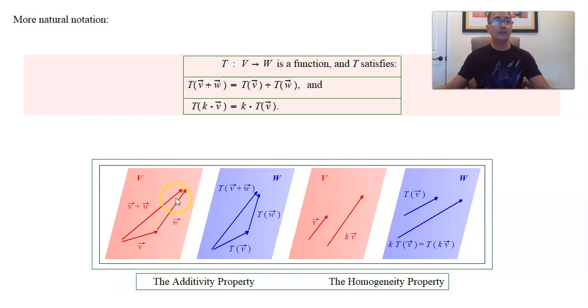So we have v and w, and v plus w making a triangle in the domain. So their images, T of v, T of w, and T of v plus w must also form a triangle in the codomain. Similarly, if you have parallel vectors in the domain, v and k times v, their transformations, T of v and T of k times v, must remain parallel with the same constant of proportionality. So that is the meaning of the homogeneity property.